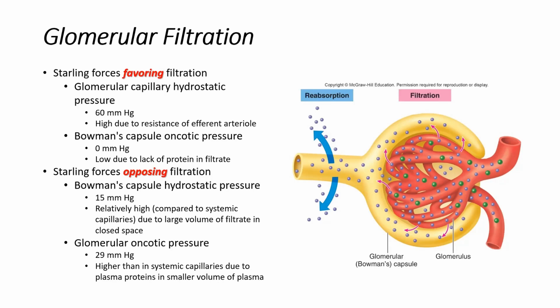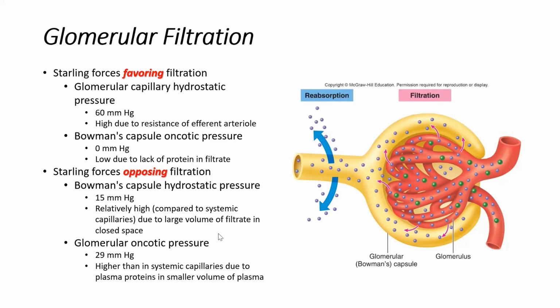The Bowman's capsule oncotic pressure is going to be our second force. Again, this should always be zero. It's due to the lack of proteins in the filtrate, so there's no proteins crossing this filtration membrane. Therefore, the oncotic pressure over in the Bowman space should always be zero.